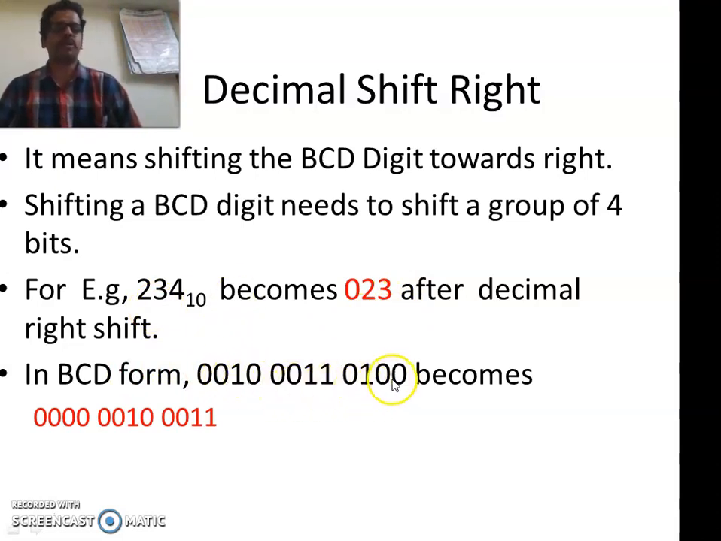0011, 0100. While performing the decimal shift right, the rightmost digit, that is the rightmost group of 4 bits, would be lost and we'll be adding 0 into the leftmost digit position. That is, adding 0 is nothing but adding 4 zeros into the leftmost digit position. Now we can read the result, which is nothing but 0, 2, 3.